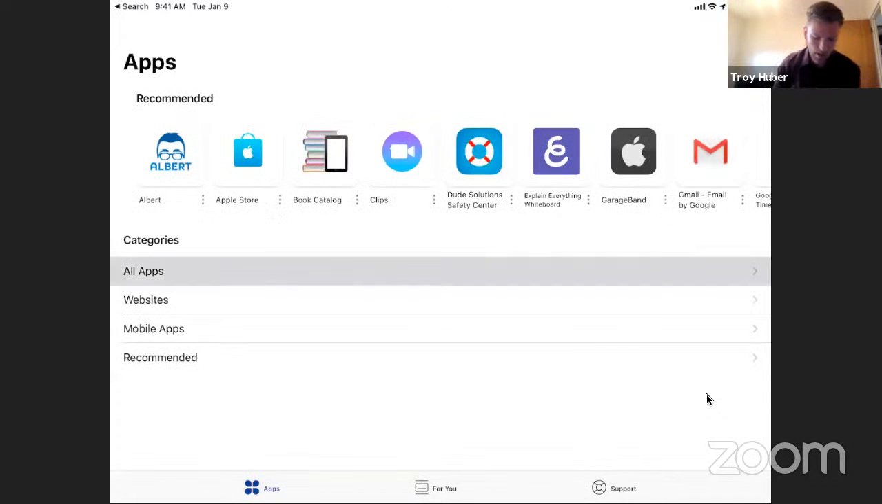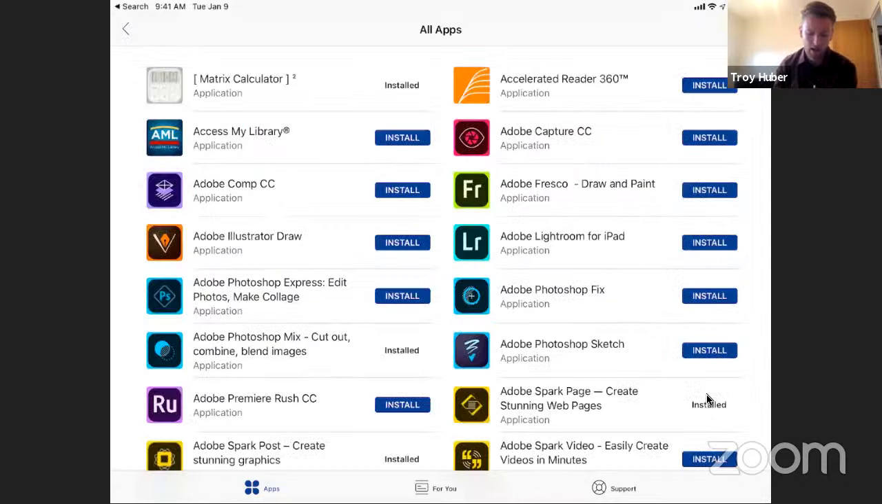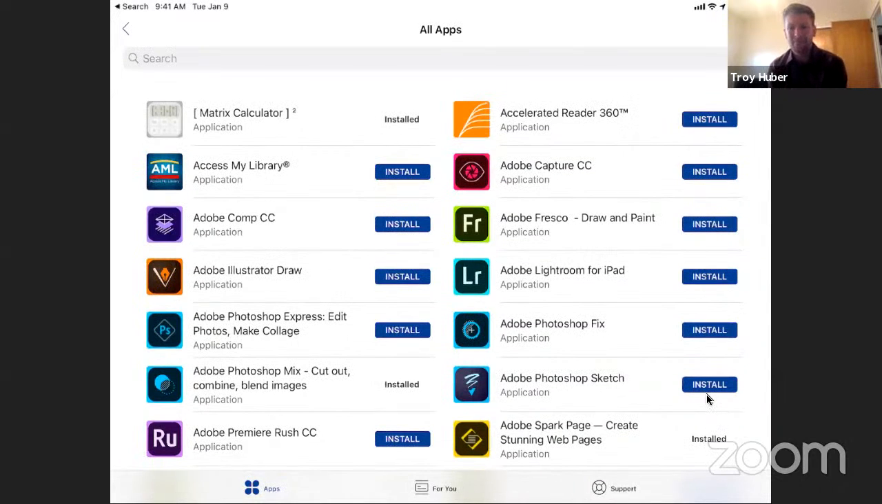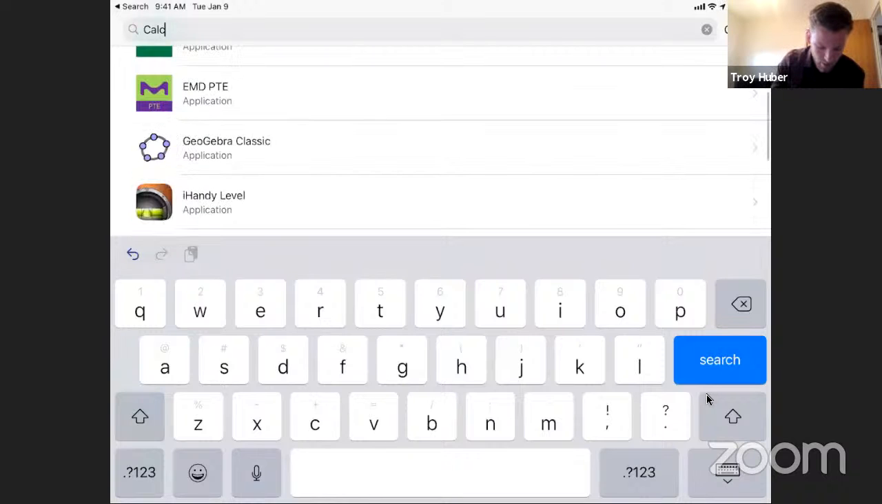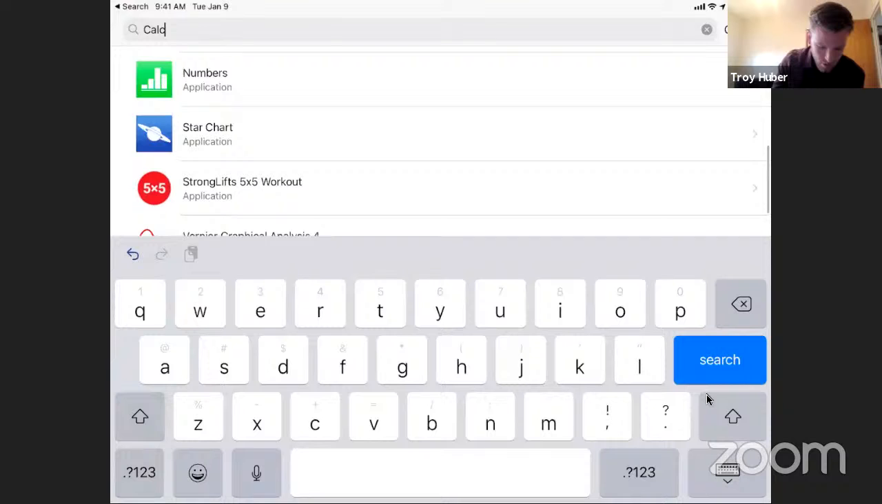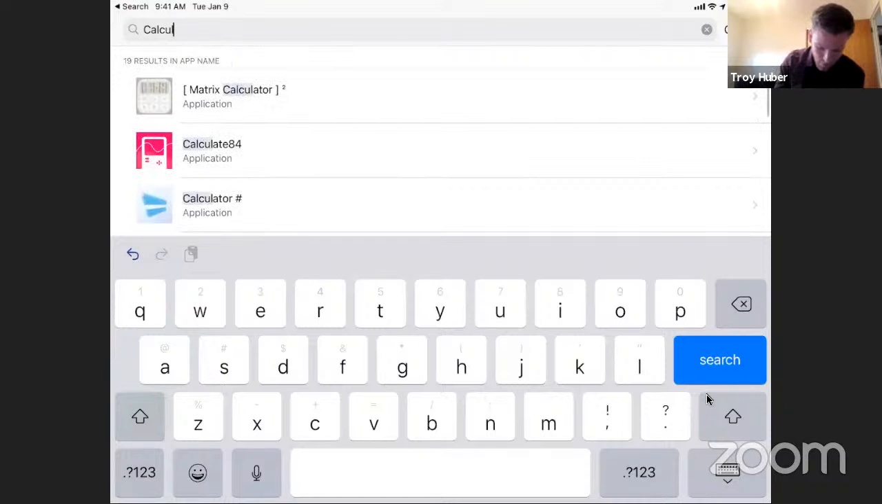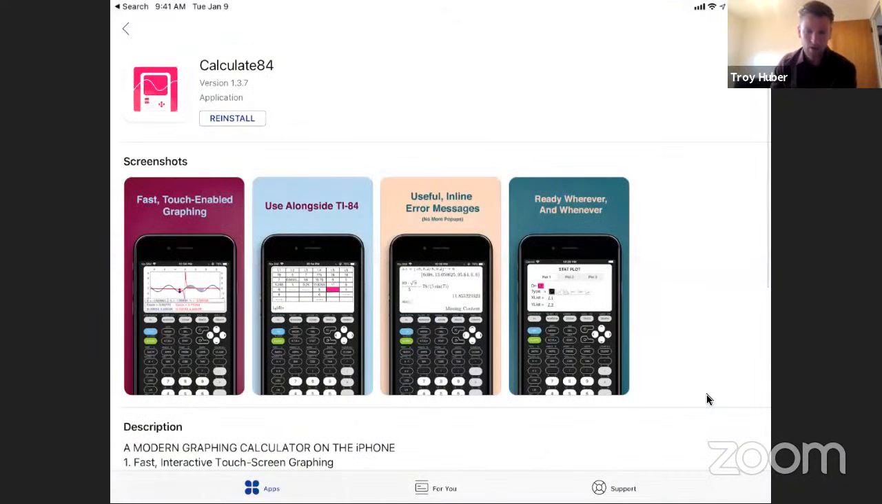So if we go to all apps, I'll show you kind of the two apps that I'm using. The first is this matrix calculator. I kind of like this one. It works pretty well. So I would install that one. The other one is Calculate 84. Where's that one? There it is. Calculate 84 is the other one that I will be using today.